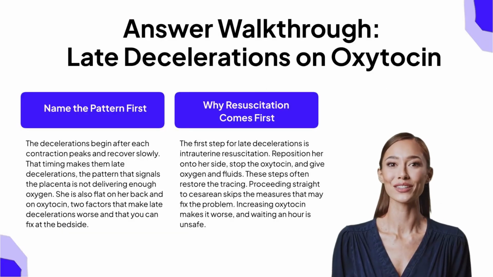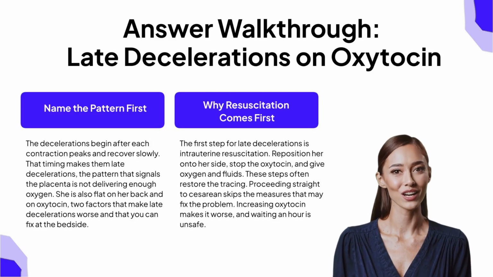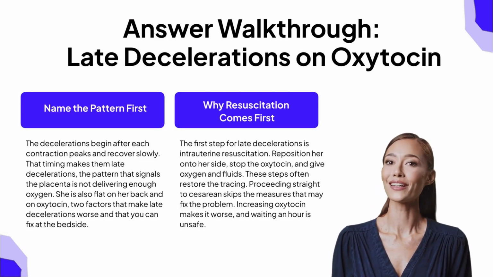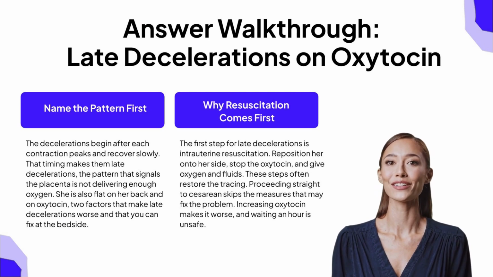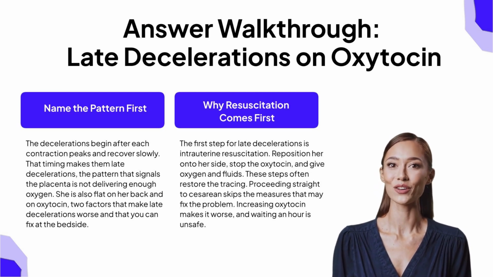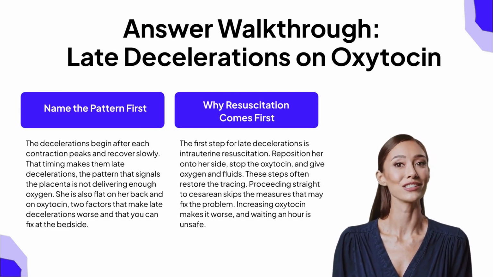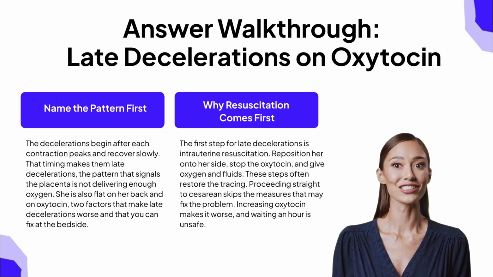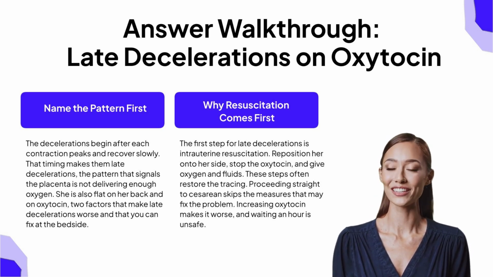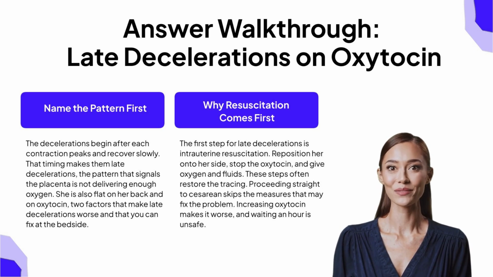Let us work through this answer. First, name the pattern. The decelerations begin after each contraction has already peaked and then recover slowly. That specific timing tells you these are late decelerations, the pattern that signals the placenta is not delivering enough oxygen to the fetus. Notice 2 more details: the stem planted on purpose. She is lying flat on her back, which can compress the large vessels and reduce blood flow, and she is on oxytocin, which can be driving contractions that are too strong. Both of those are things you can correct right at the bedside.